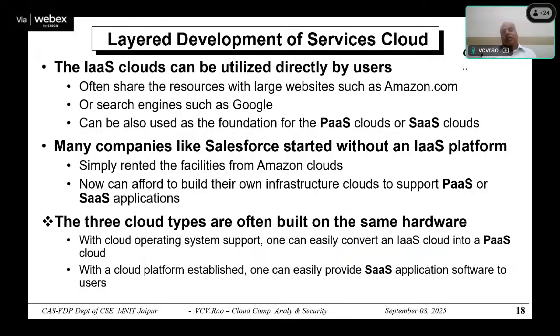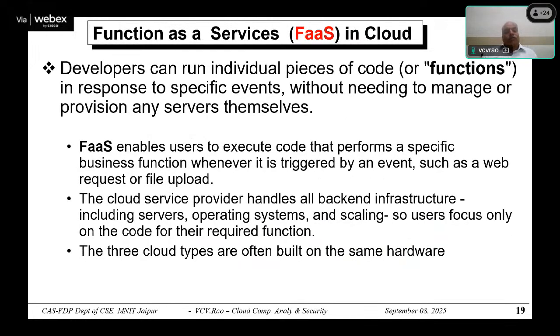The new service which has come in this area is called FaaS, function as a service. That means when a developer wants to run a small piece of code, he can directly run it. That's called an event, and you don't need to manage the servers themselves. Specific business operations in the application can be run as an event, and that event comes under FaaS.